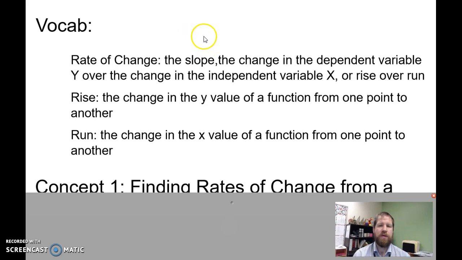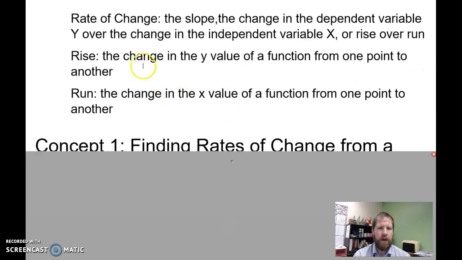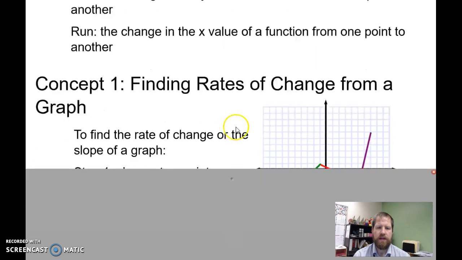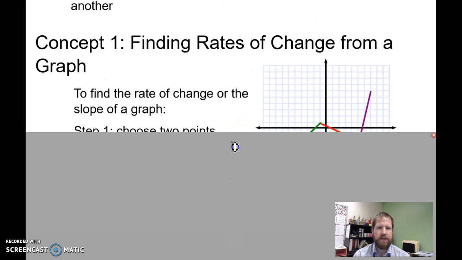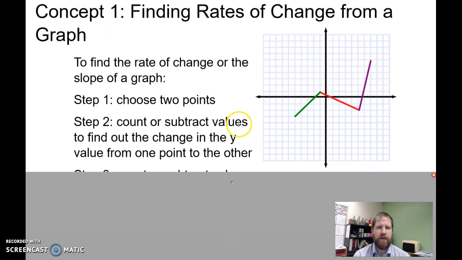And remember, slope is the change in your dependent variable, or y, over the change in your independent variable, or x. Another way to talk about this is rise over run, because rise is just your change in y, or your change in y over the change in x. If you don't want to write down rise and run, that's fine if you're solid on the concepts. Concept 1, finding rates of change from a graph.